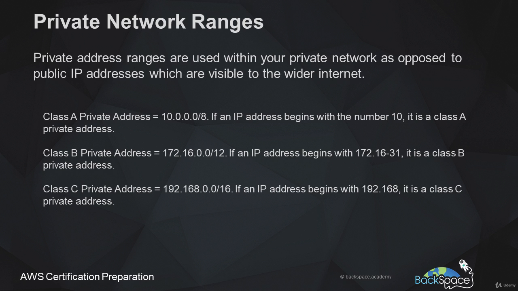So we have class A, B, and C. Class A starts with 10. Class B starts with 172, and ranges from 16 to 31, so 172.16 through 172.31. And then we have Class C, which is 192.168. So they are the private network ranges, and they're the network ranges that we would use inside our VPC.